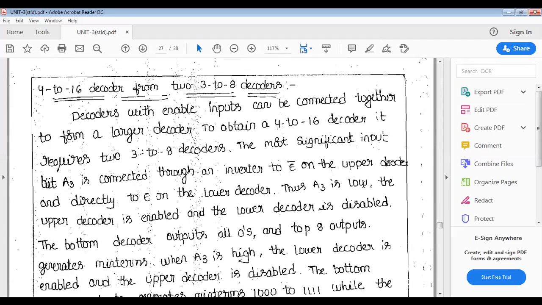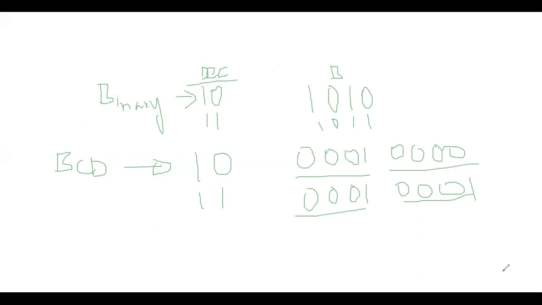Next, we are going directly to the 3 to 8 decoder and the 4 to 16 decoder. Before that, you can see the 3 to 8 decoder.